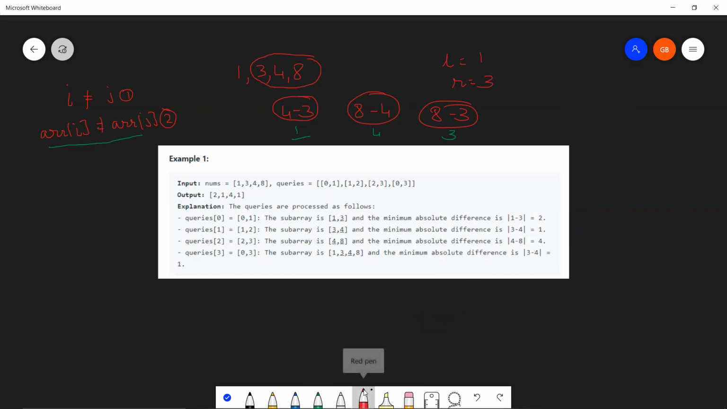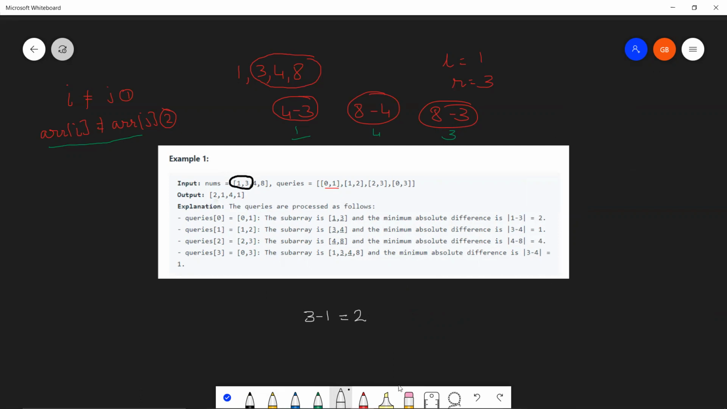So this is the problem statement. Now let's quickly understand this example on the screen. We had this array 1, 3, 4, 8, and we have the query 0 and 1. So 0 and 1 would mean we are considering this range over here. In this range, there is only one possible calculation, which is 3 minus 1. This will give you 2. So our answer is obviously going to be 2.